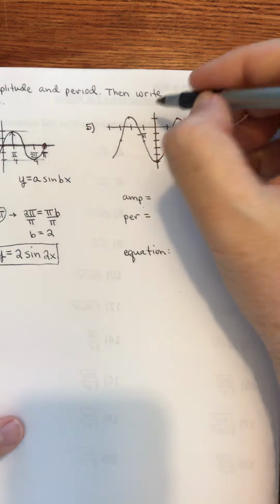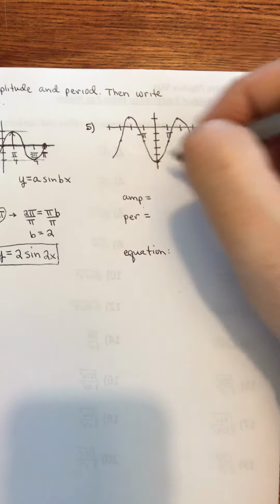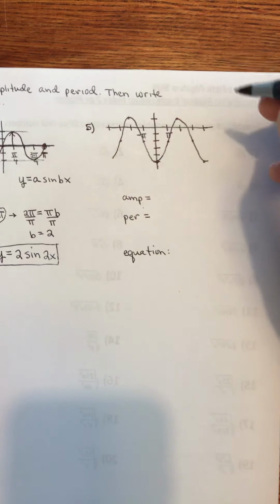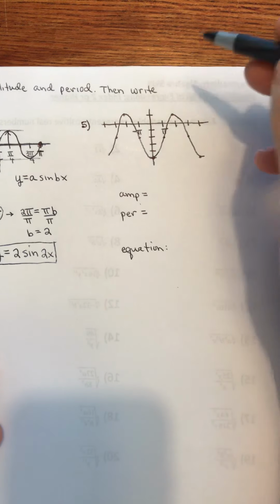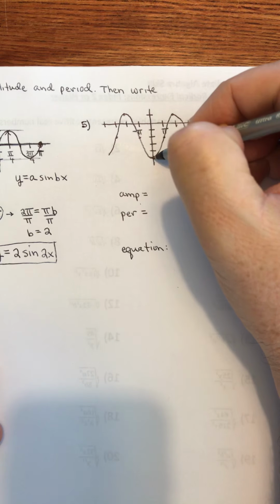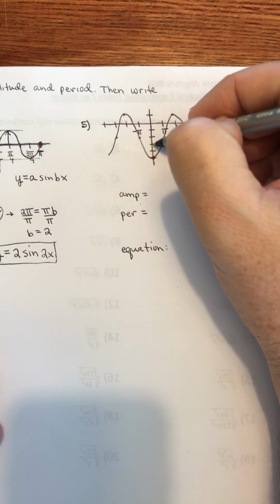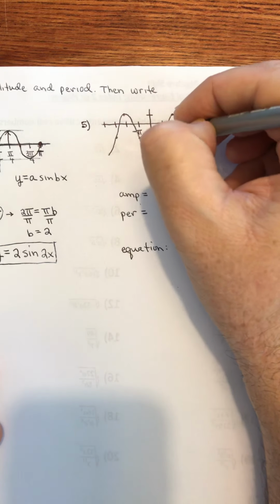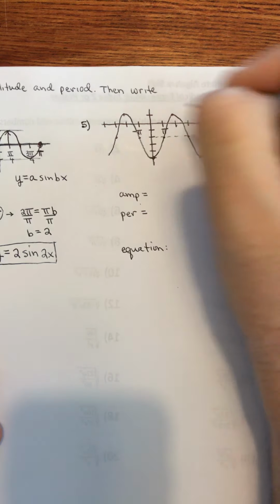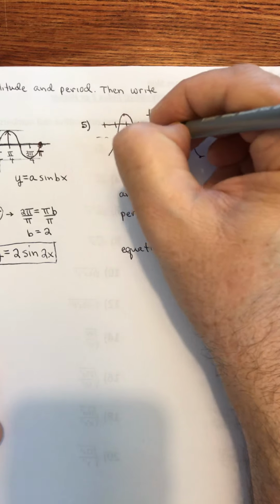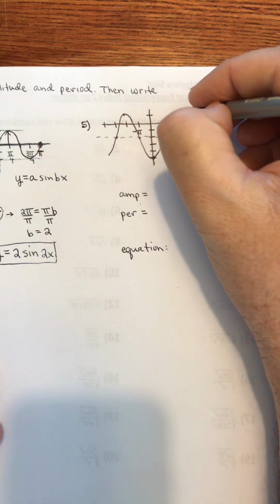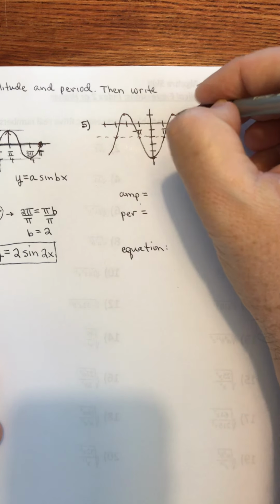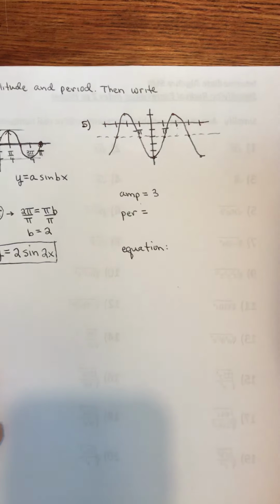All right, now this one again, it doesn't go through the origin. There is a shift, but it's not horizontal. It's a shift down. I'm going to try and find the midline. Where's the midline? Well, from lowest point to highest point is 1, 2, 3, 4, 5, 6. Half of 6 is 3. So here's my midline. And how far is it from that midline to this maximum? 1, 2, 3. The amplitude's 3.